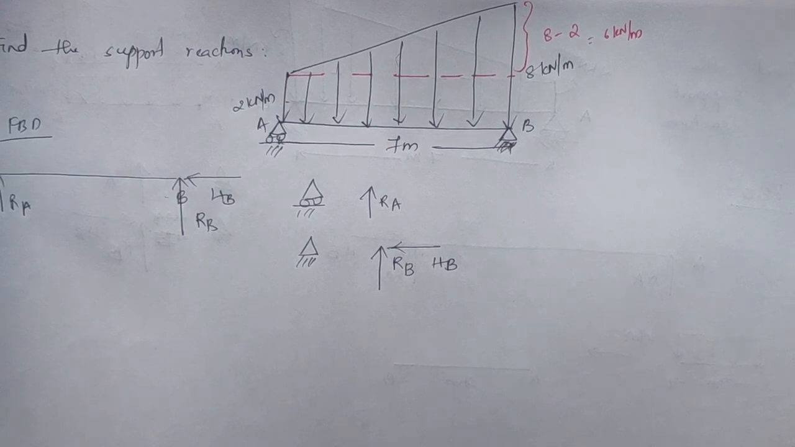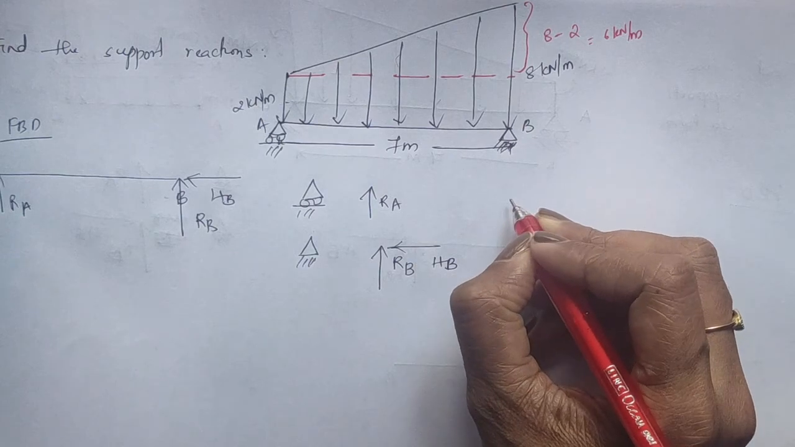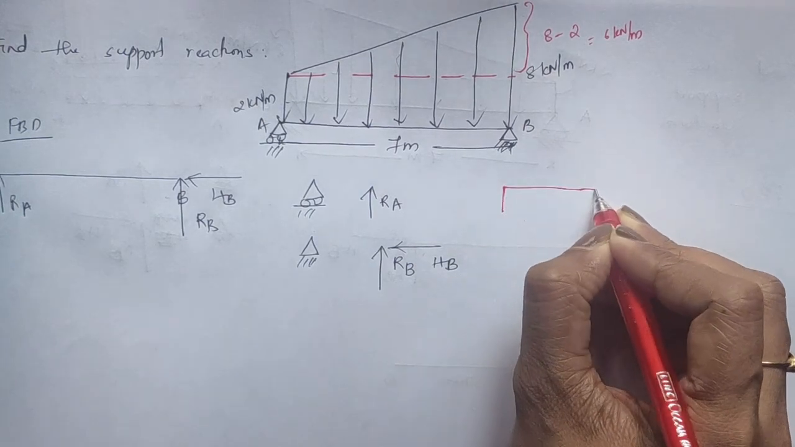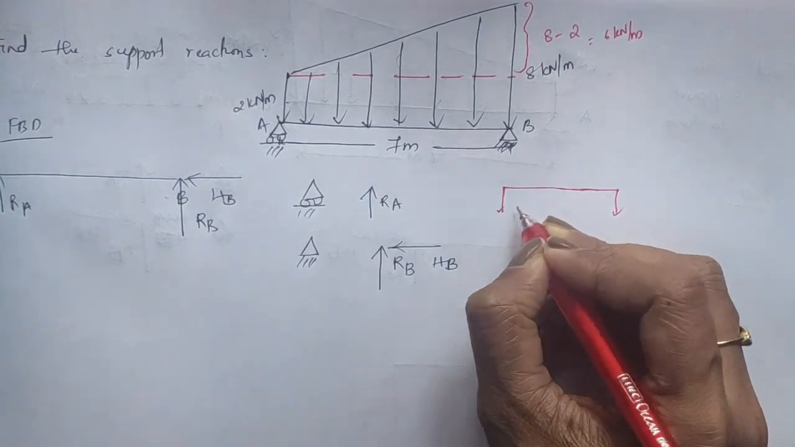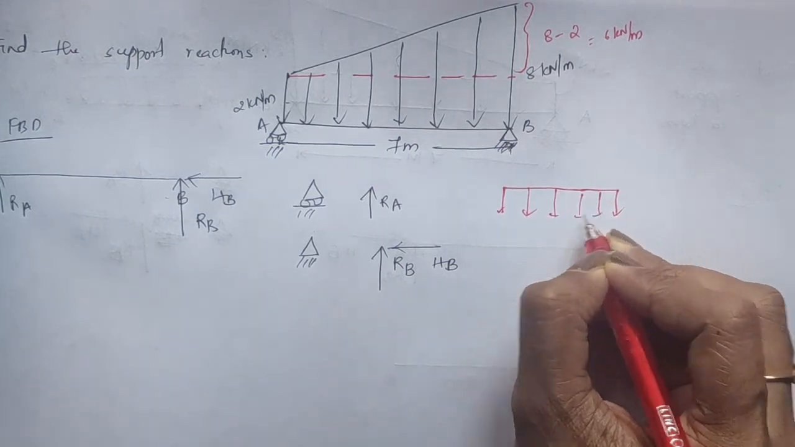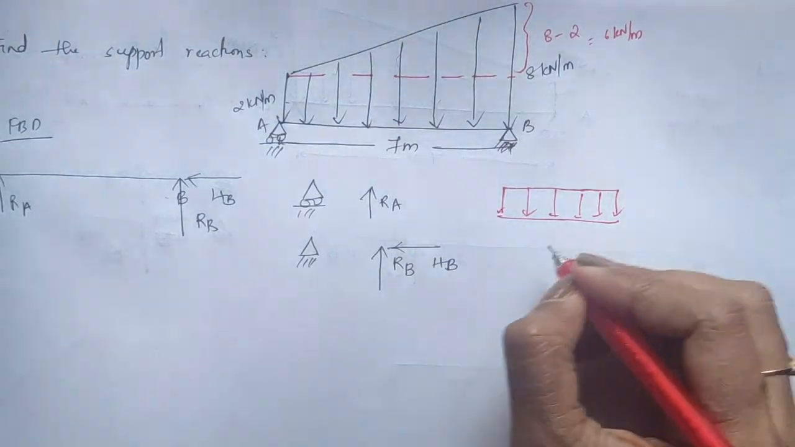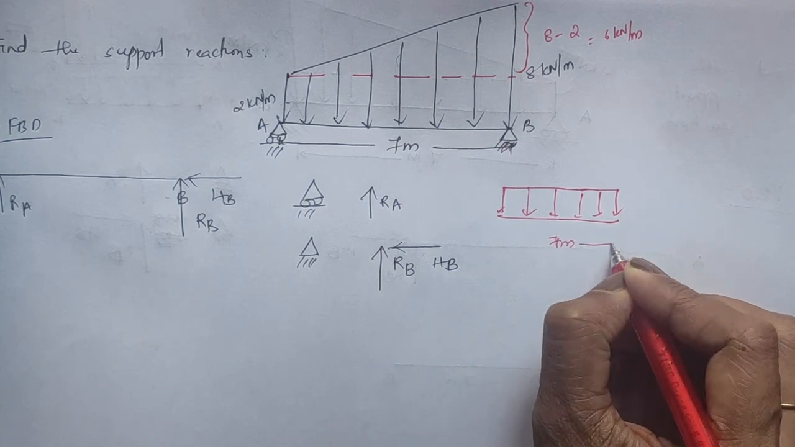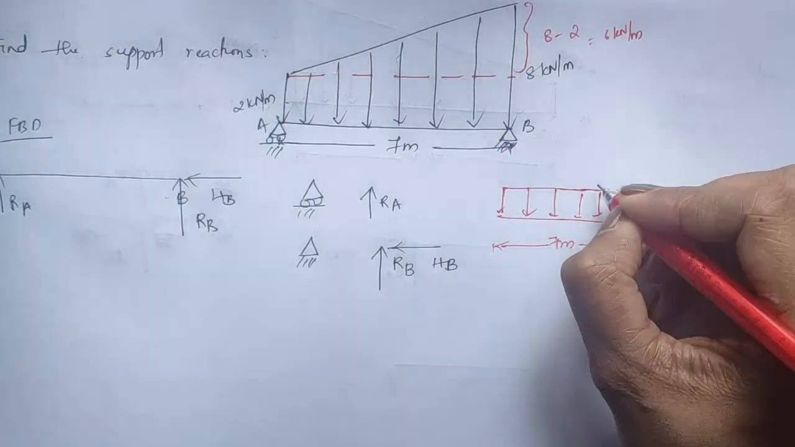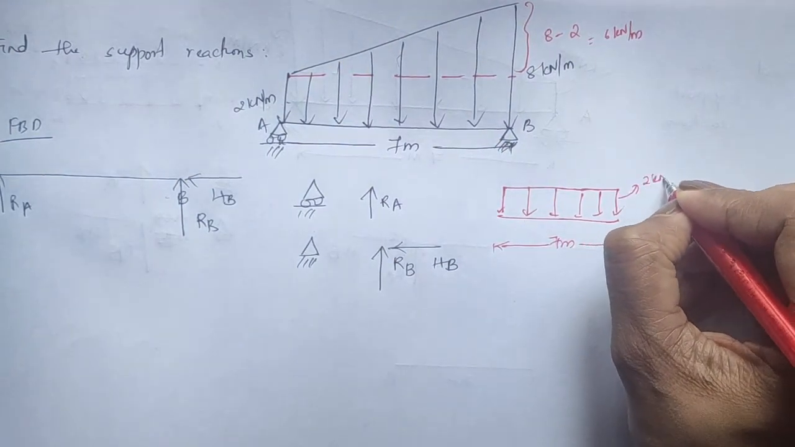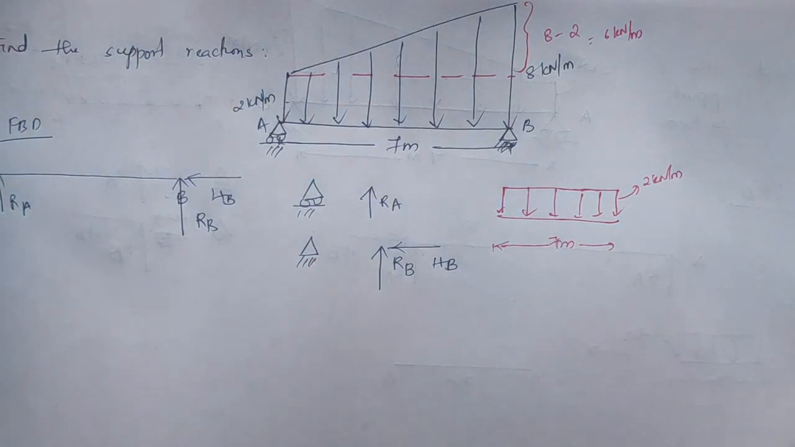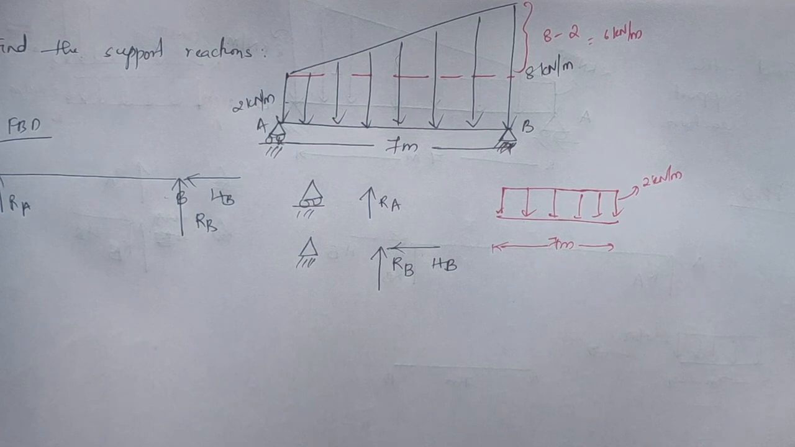Now you draw this particular rectangle separately, which is acting over the length AB. This is the UDL which is acting over a length of 7 meter, and the value is 2 kilonewton per meter. Now what to do here? How to convert this into a point load, which is already something you are familiar with.